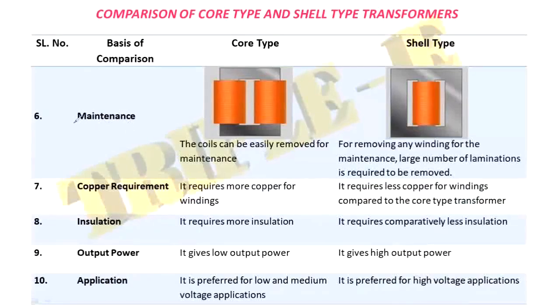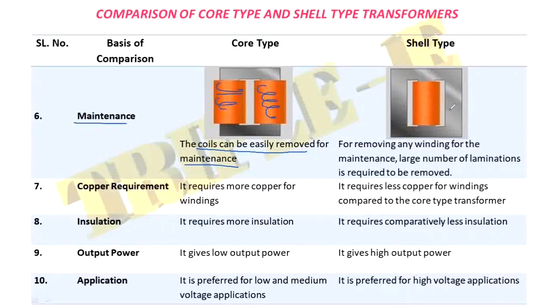Now based on maintenance, the coils in the core type of transformer can be easily removed for maintenance. Suppose a short circuit happens or there is an insulation failure and we need to remove these windings for maintenance purposes or maybe for detection of faults. Then we can just remove these windings as they are surrounding the core. It can be easily dismantled.